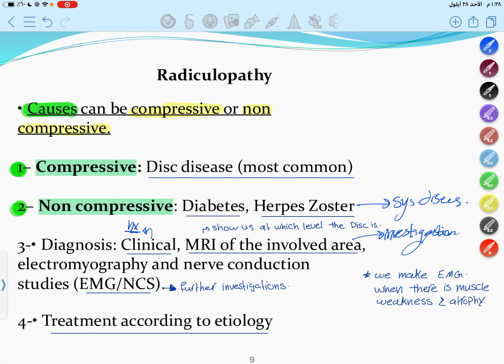Also, we do physiological tests like EMG or nerve conduction studies to decide the degree of conductivity in that root. And also the EMG will decide the effect of the radiculopathy on the muscle itself.